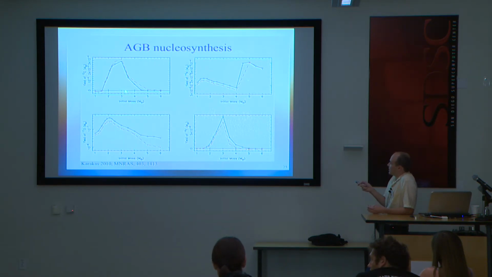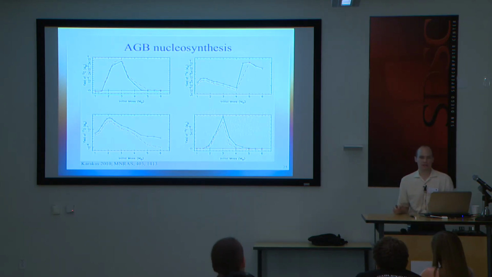Because you can see that an AGB star of 3 solar masses makes a whole lot of carbon, but an AGB star of 5 solar masses doesn't really spit out that much carbon. So it just depends on what the initial mass of the star is, depending on what it created. So we have here carbon-12, nitrogen-14, oxygen-17, fluorine-19. These are the major elements that AGB stars create.